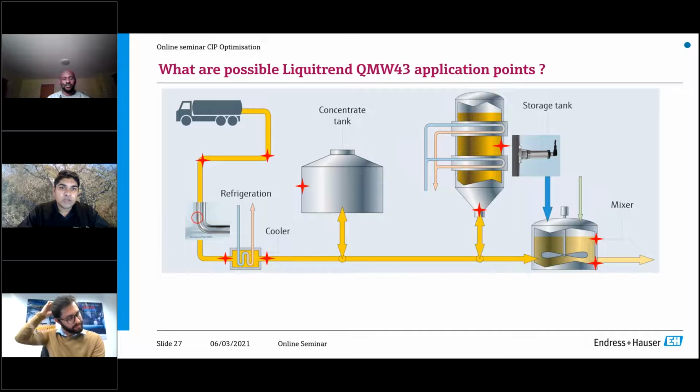as Gustavo showed in the previous slides, you have a tank with a spray ball valve, and cleaning normally will occur naturally on the side of the walls and the base of the tank. But it does occur that the level in the tank increases above the spray ball, and product does collect above it. So an ideal solution would be to install the QMW43 above the spray ball valve as an indication if the entire tank has been cleaned.